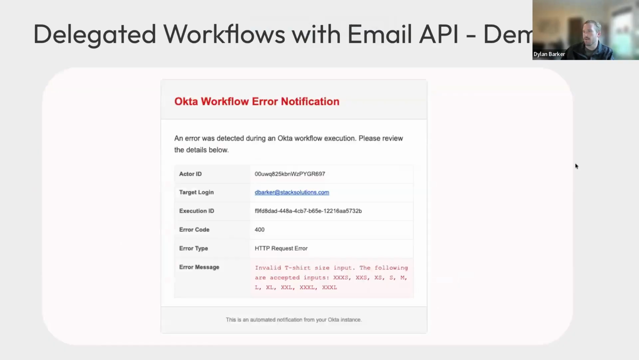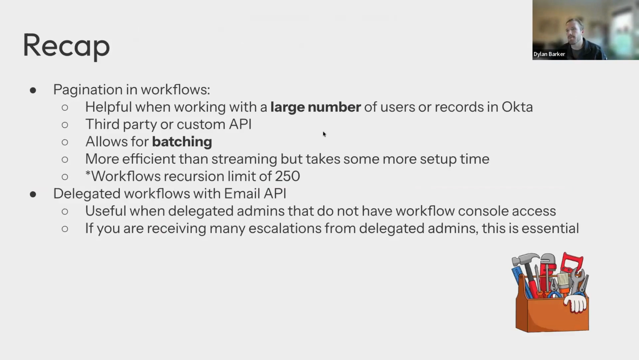So to recap, with pagination, it's really helpful when working with a large number of users, but you can use it with any subset of users that you have, and any third party or custom API. It allows for more flexibility with batching and being able to restart from a specific index, and it's more efficient than streaming, but definitely takes a little more setup time. There's also a recursion limit of 250, which I have a workaround for. I didn't get into that. It's a little more involved, but if you have more than 50,000 users, then you'll need to implement that workaround.